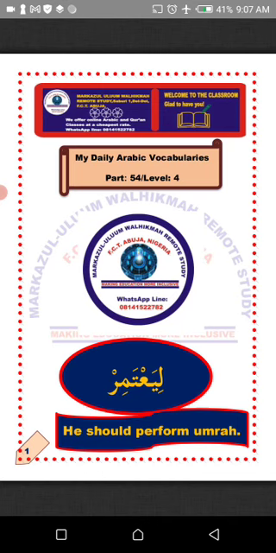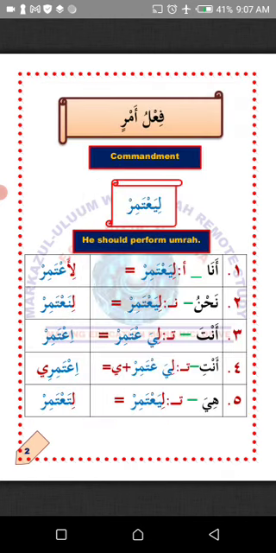Happy listening. We are going to learn from this lesson how to change the Arabic verb liya'tamir to suit certain pronouns in Arabic. Fi'lu amr, commandment. We are going to learn how to instruct others to do something in Arabic using different forms of verbs. The question is, how do we change the verb liya'tamir to suit the pronouns below?